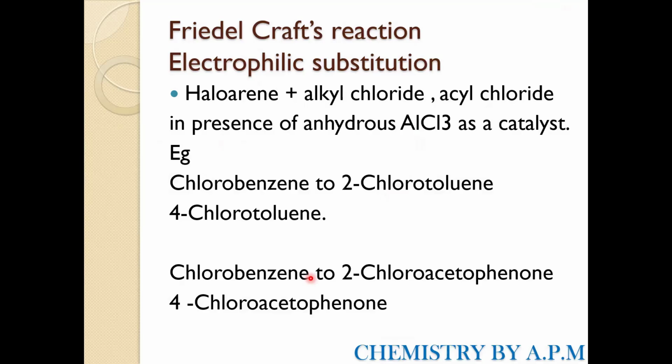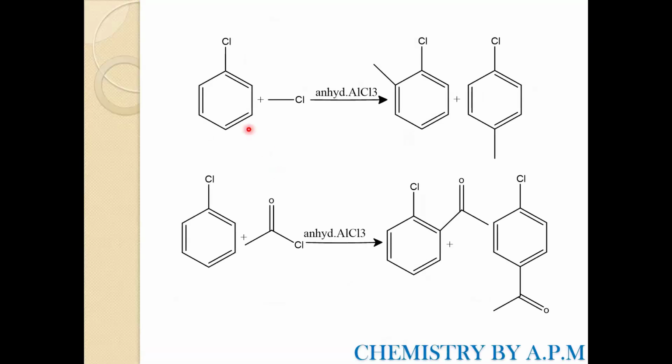So let's have a look at the examples here. Here is your chlorobenzene, here is your methyl chloride, in the presence of anhydrous AlCl3 as a catalyst of this reaction. You are going to get the removal of this Cl from here, the Cl on the ring remains intact, and the joining of this methyl group at the ortho and the para position. Again, you are going to see the para product as a major product and ortho as a minor.